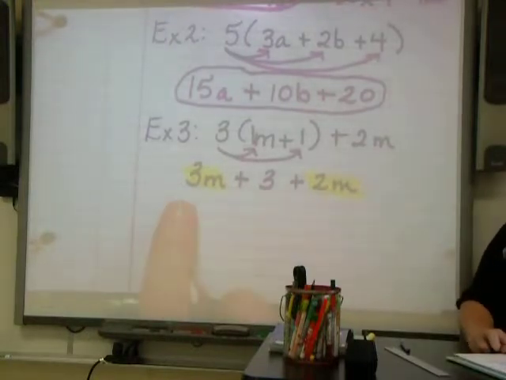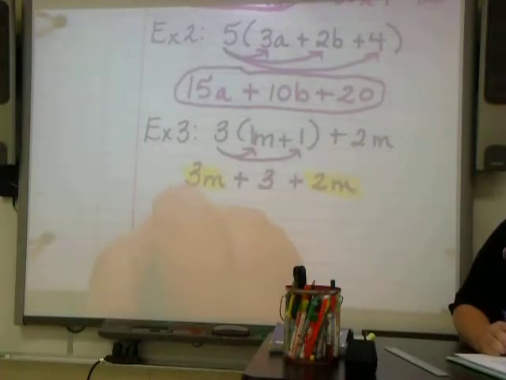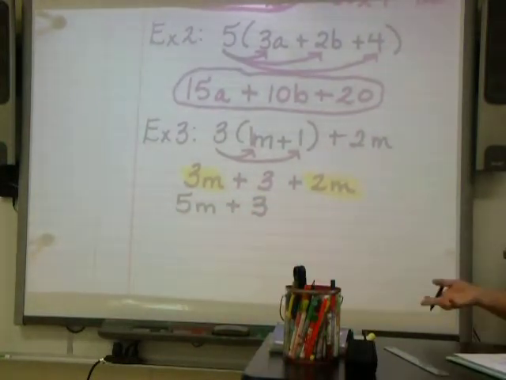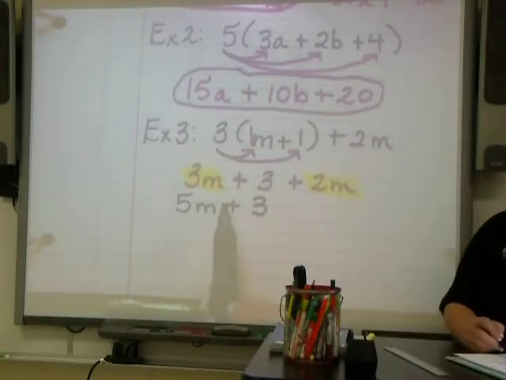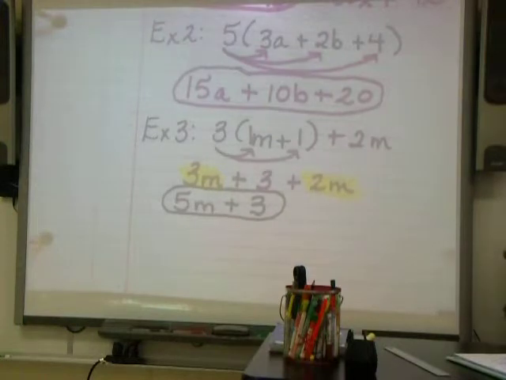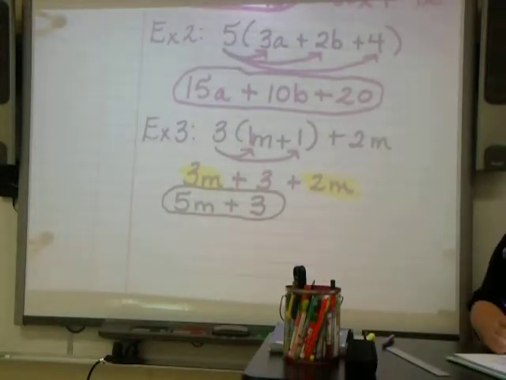So what is 3m plus 2 more m's? 5m. Then you would drop the plus 3. There's no other whole number term to combine that 3 with, so this is the answer. Last one.